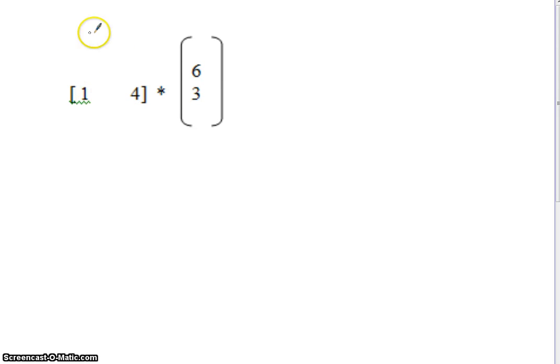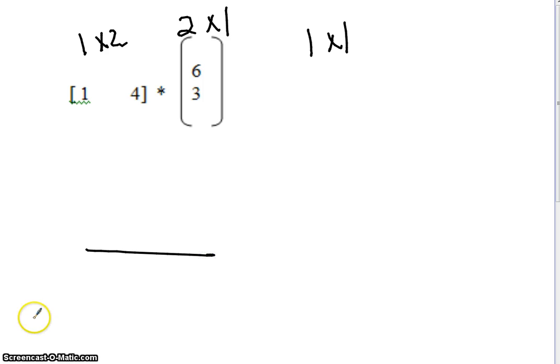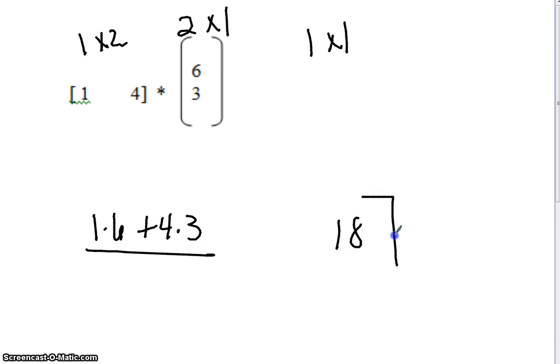We have 1 row and 2 columns, so that's a 1 by 2. And you have 2 rows and 1 column, so that's a 2 by 1. Inside numbers are the same, so it does work, and you end up with a 1 by 1. A 1 by 1 looks really strange. It's just one blank, one number. So 1 times 6 plus 4 times 3. So that's going to be 6 plus 12, and 18 with brackets around it is your answer.